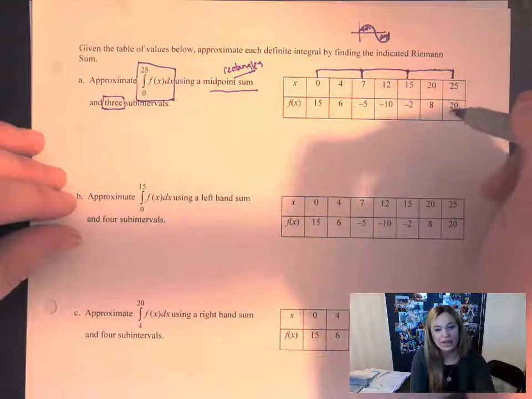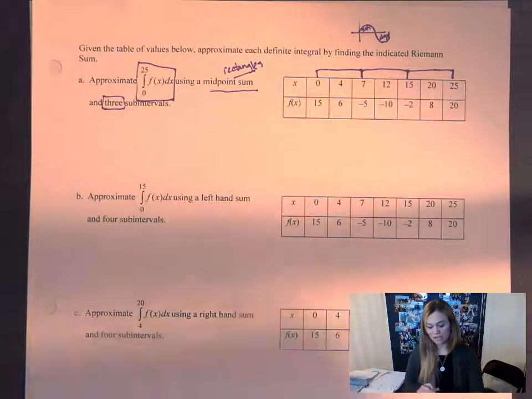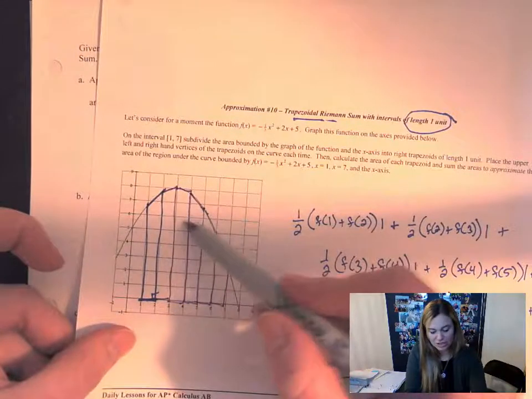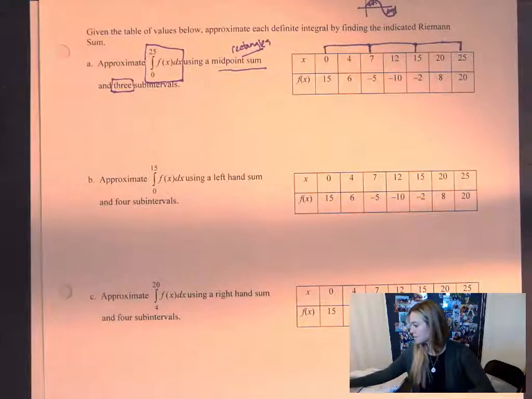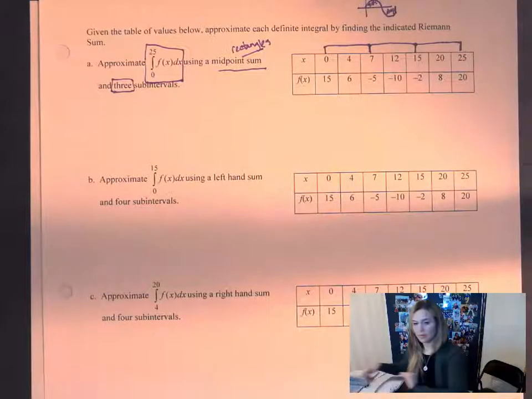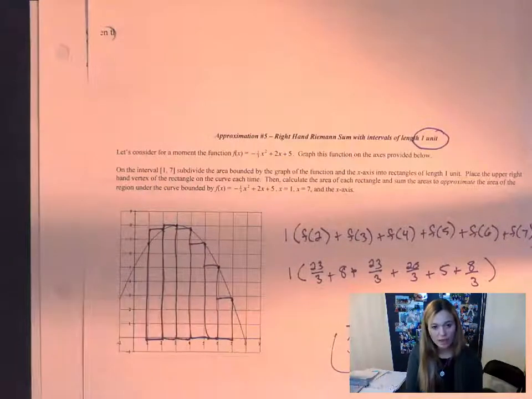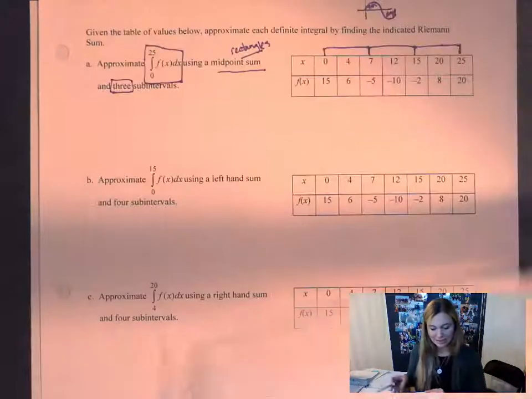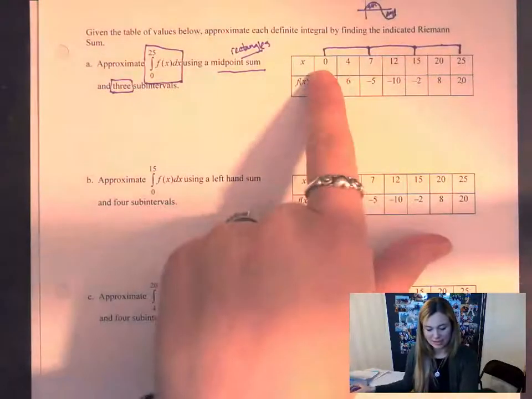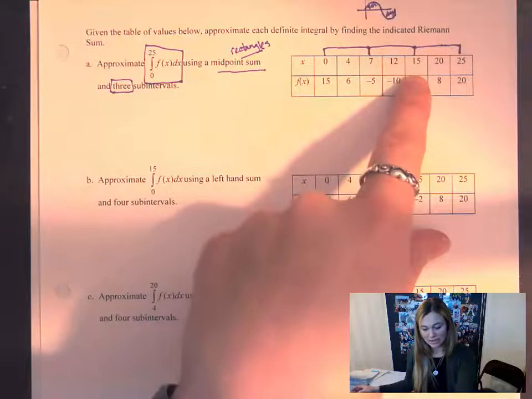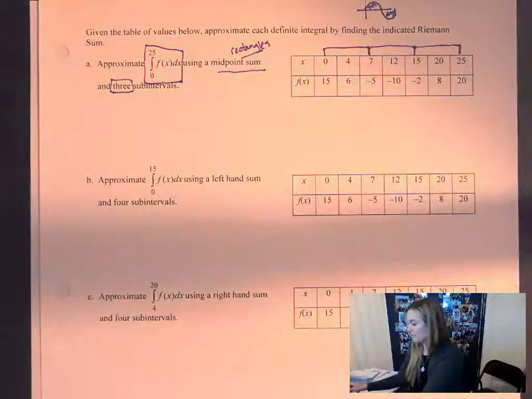Just like in our picture, all the rectangles were touching. So you can see right here, it was like, well, this is a trapezoid, but it's touching, and I'm using the side. I'll show you a rectangle. There we go. All of my rectangles were touching here, from one to the next. Same idea here: it's going to go from 0 to 7, then the next rectangle is going to go from 7 to 15, then 15 to 25.